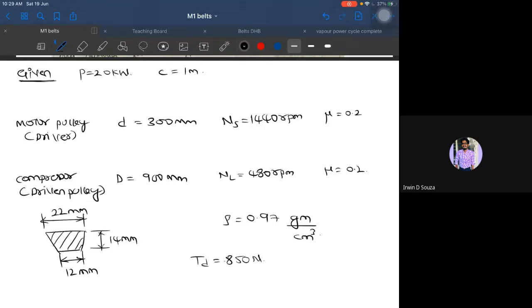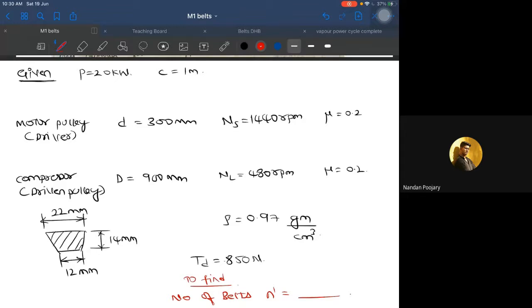Determine the number of belts required for this particular operation. What we need to find here is the number of belts, that is nothing but the value of n dash. Clear about this particular problem? Any doubts? Shall we proceed with the solution? Yes, sir. Good.